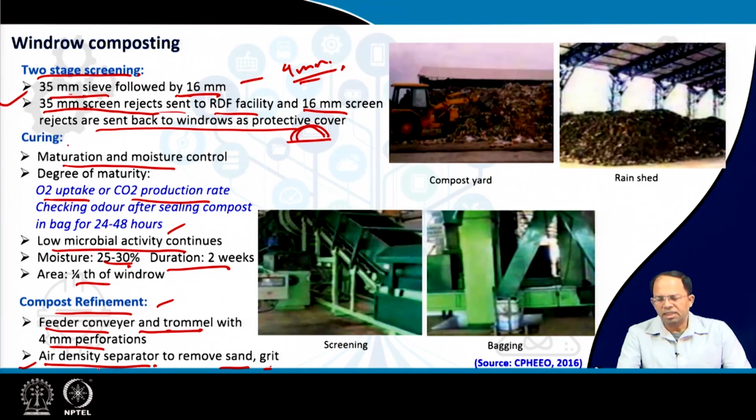Over here you can see some images of the compost yard and the rain shed, how it looks. Then this is the screening area where the compost is screened via this conveyor belt, and this is where the bagging finally happens in these bags. So this is how our overall compost plant looks.